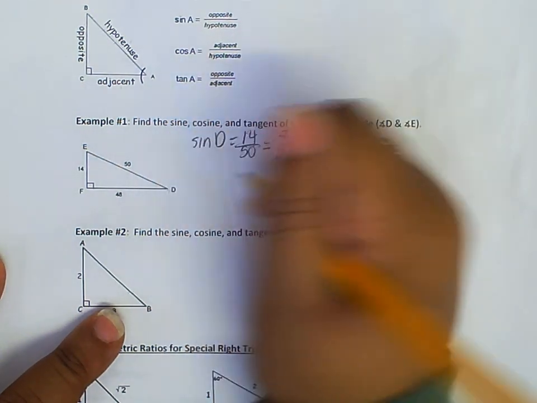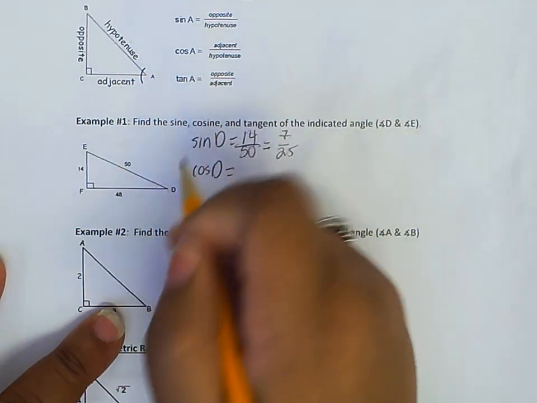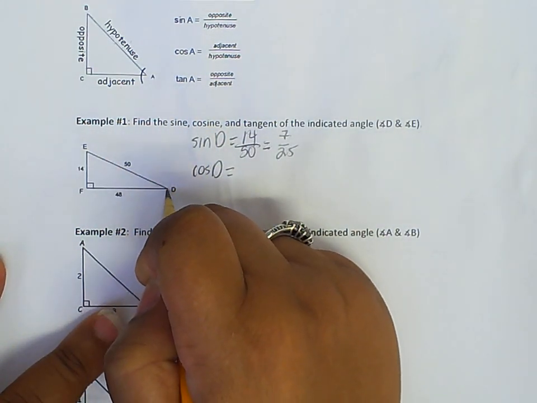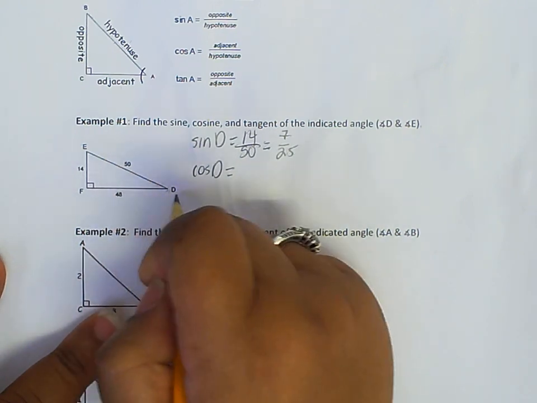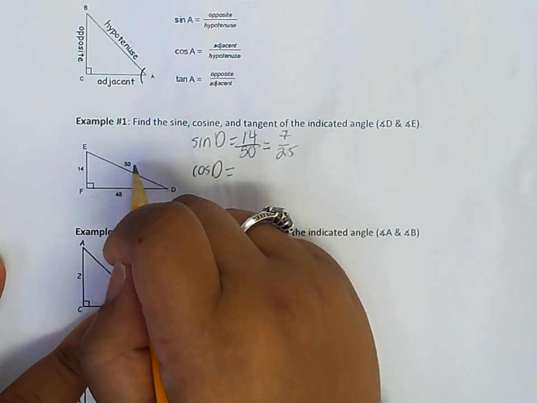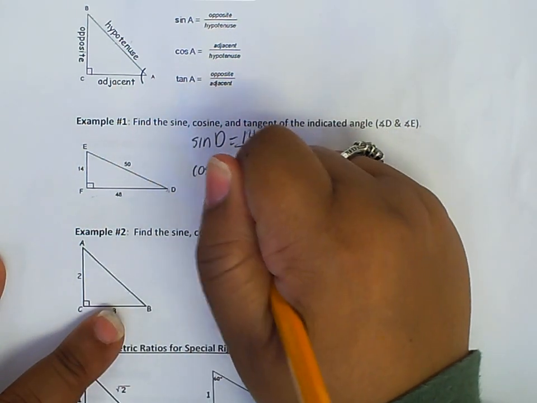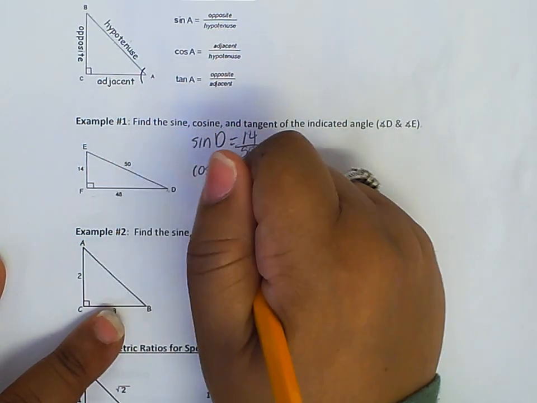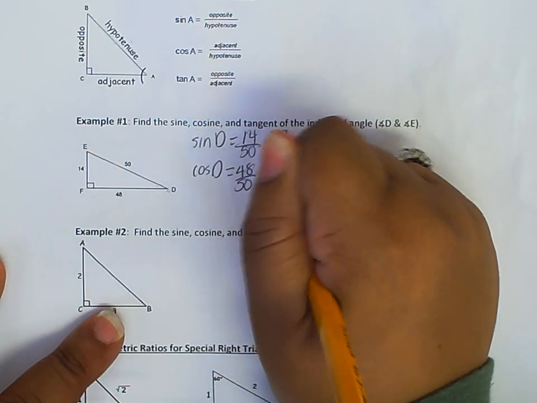Then we'll do cosine D. Again, I'll put my finger on the angle D, and the rule says adjacent. So the adjacent would be right here. You have technically two adjacent sides, but this is your hypotenuse. So the adjacent side will be 48 over the hypotenuse again, which is 50. You want to reduce, that reduced to 24 over 25.